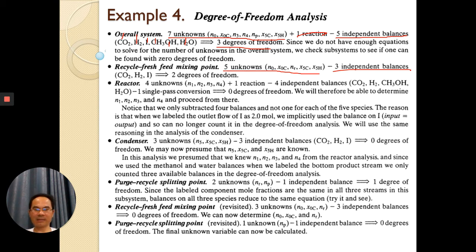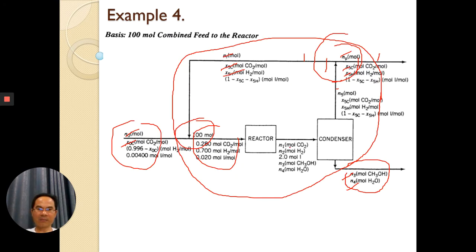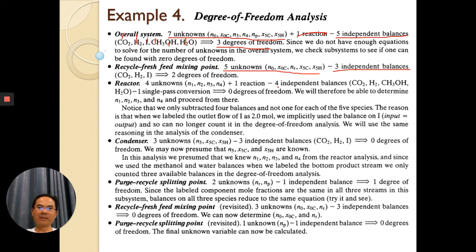And then you consider the reactor. For the reactor, you consider N1, N2, N3, N4: 4 unknowns, plus 1 reaction. You have 4 independent balance equations: CO2, hydrogen, methanol, and a single-pass conversion. You know the conversion, so you have 0 degrees of freedom. In this case, you can solve for N1, N2, N3, and N4. Okay, this is the first step. You have to start with the reactor. And then you consider the condenser.